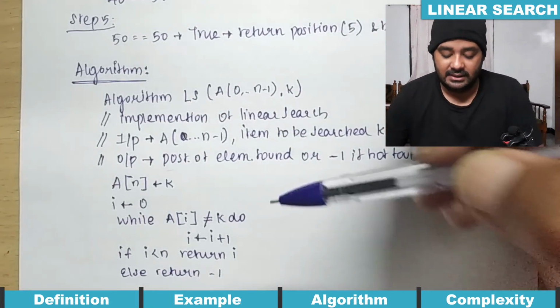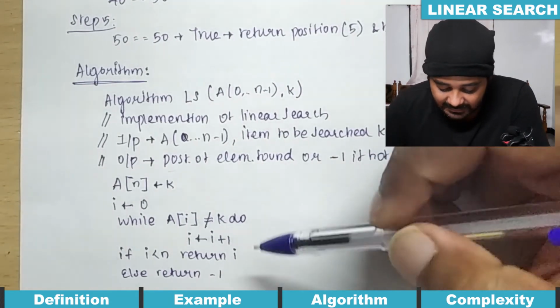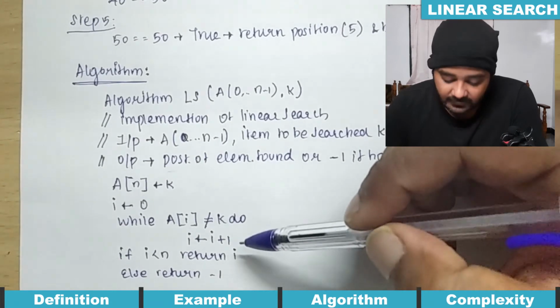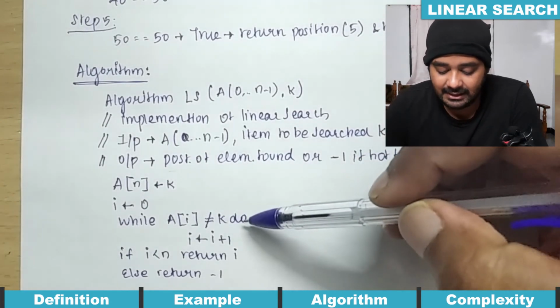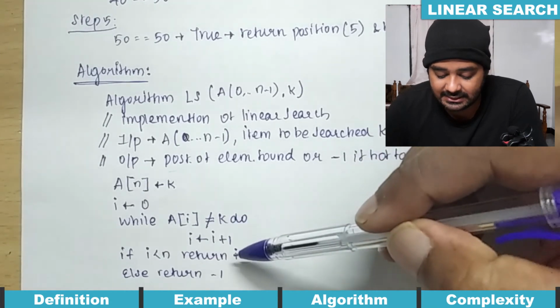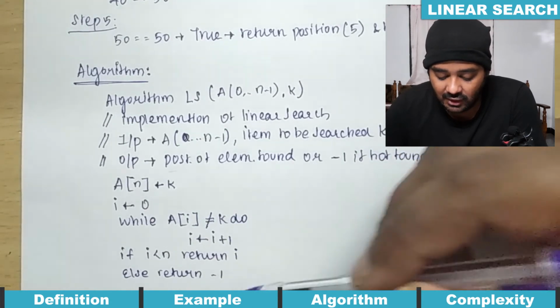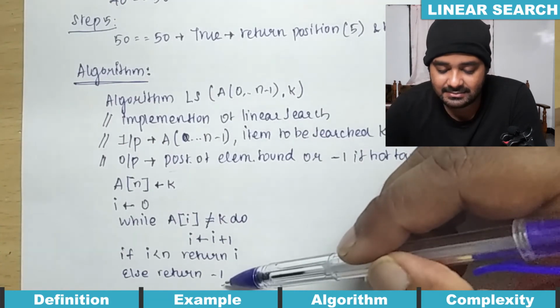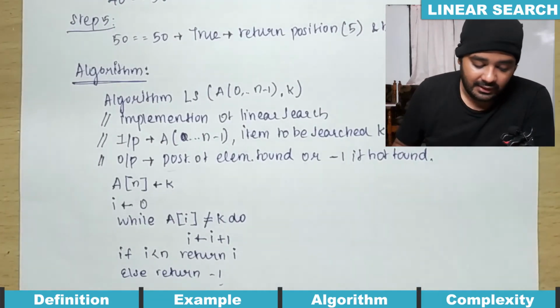So here if you look at the particular algorithm, we get a certain thing, right? Whenever we get the particular item, that is, if it is equal, it returns the value i, and if it is not equal, it returns -1, right? So this is how your algorithm works.